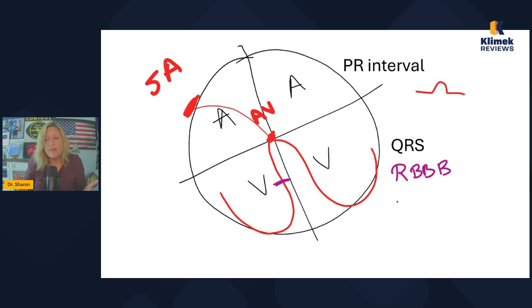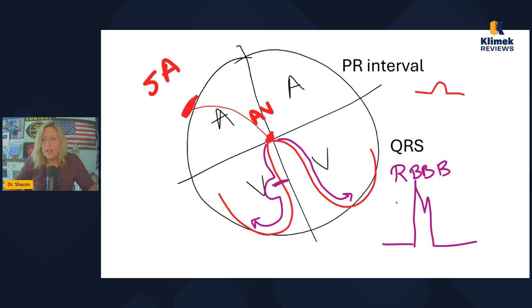But let's say you have a right bundle branch block. What you end up having is you have the left ventricle. It goes down the left side with no problem, and you see that upright spike there. But on the right side, it hits that block, and it has to go around it. That takes it longer. So then you see this second spike. So that's a right bundle branch block.